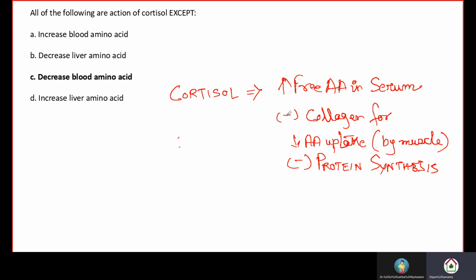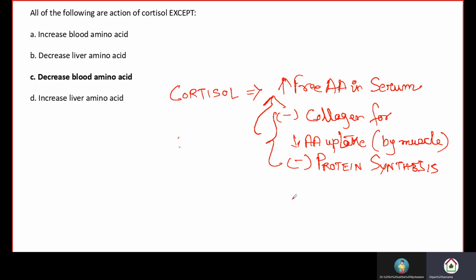So by these three mechanisms, it increases free amino acid in serum. And glucocorticoid promotes protein degradation and inhibits entry of amino acid in tissues, and also leads to utilization of amino acid by promoting gluconeogenesis directly and by permissive effect on growth hormone.